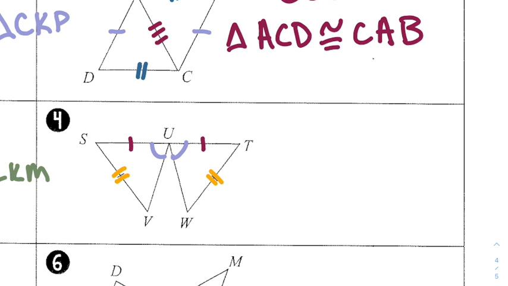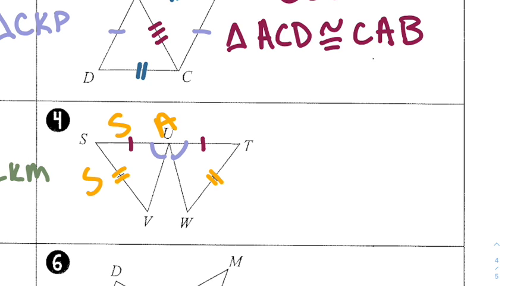But again, the order matters, okay? Is angle U in between the 2 lines that are congruent? No, okay? This one is side, side, angle, which we know is bad, okay?